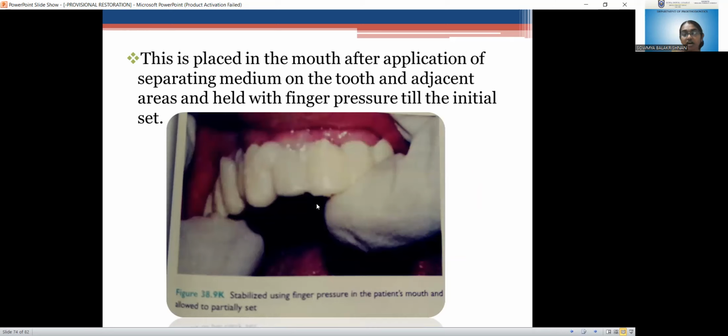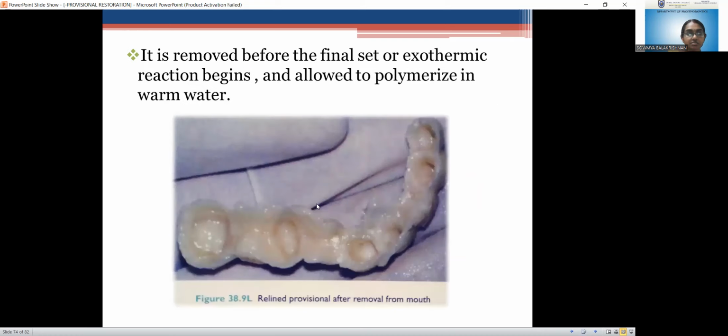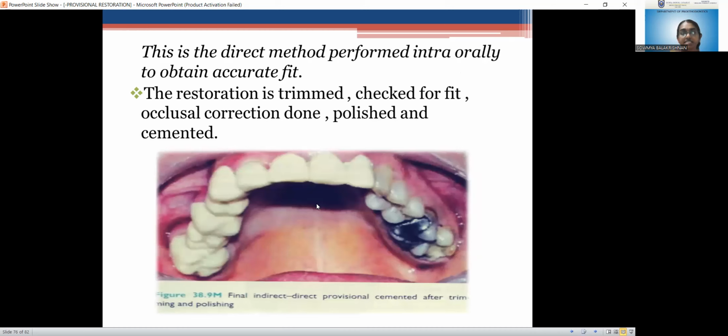So only after doing the relining procedure will this temporary be fixed inside the patient's mouth. It is removed before the final set and the exothermic reaction begins, and allowed to polymerize in warm water. This is the direct method performed intraorally to obtain an accurate fit. So the restoration is trimmed, checked for fit, and occlusal correction is done, then polished and cemented. So this is how the temporary is cemented after finishing and polishing.